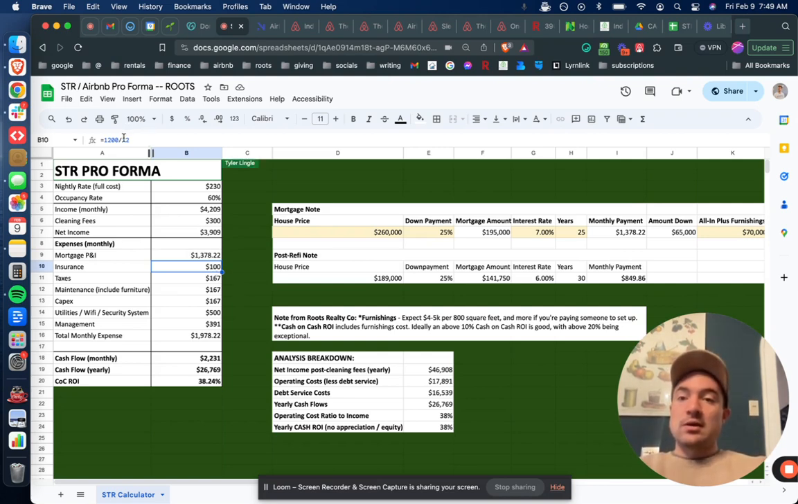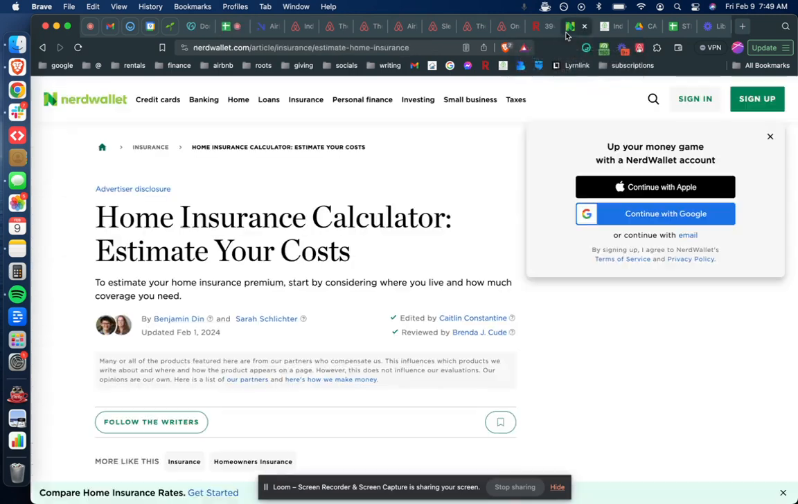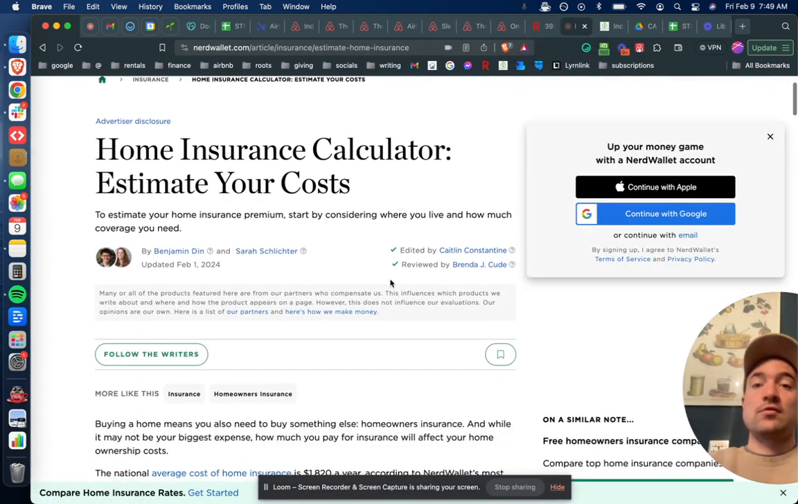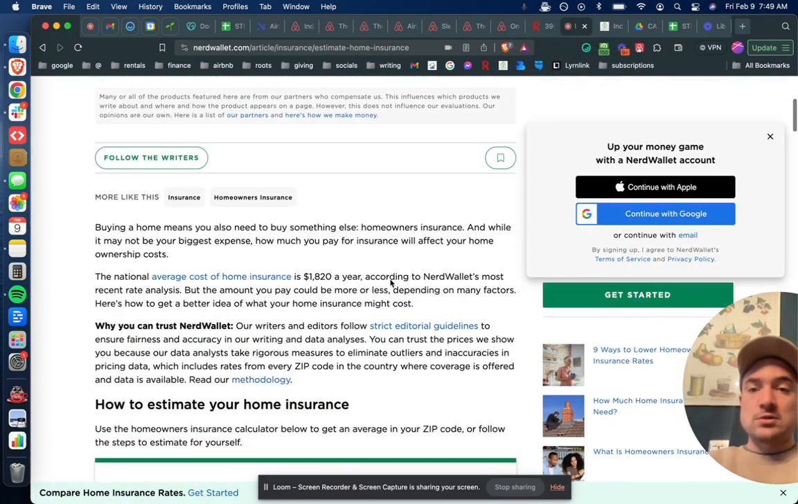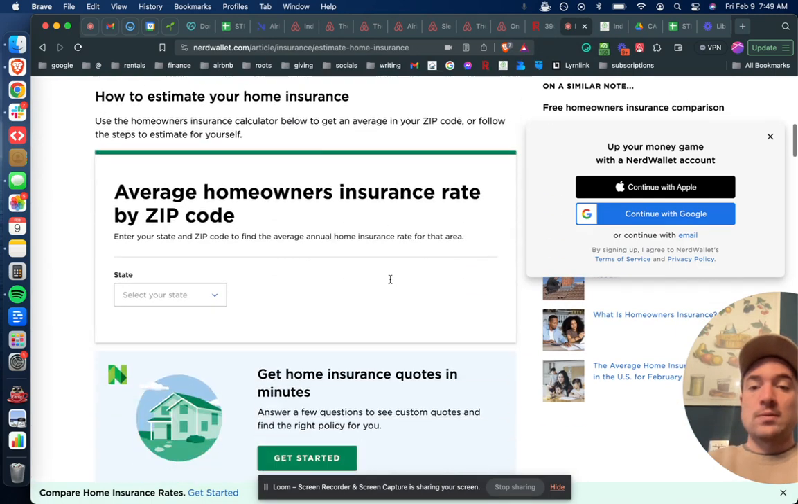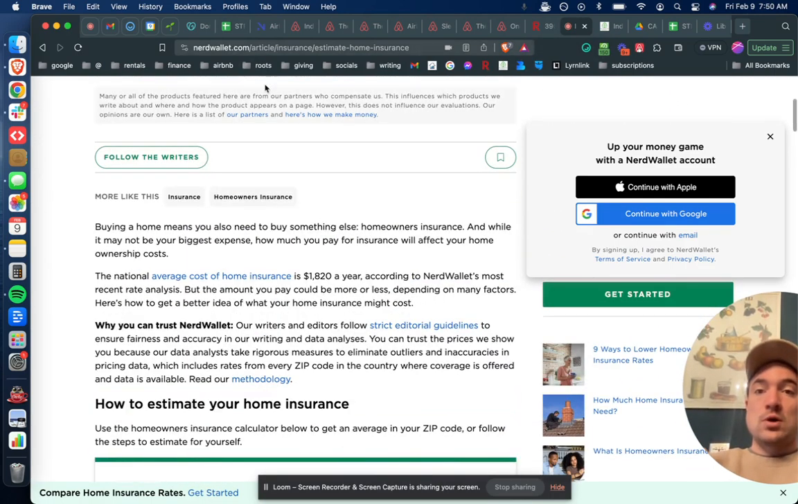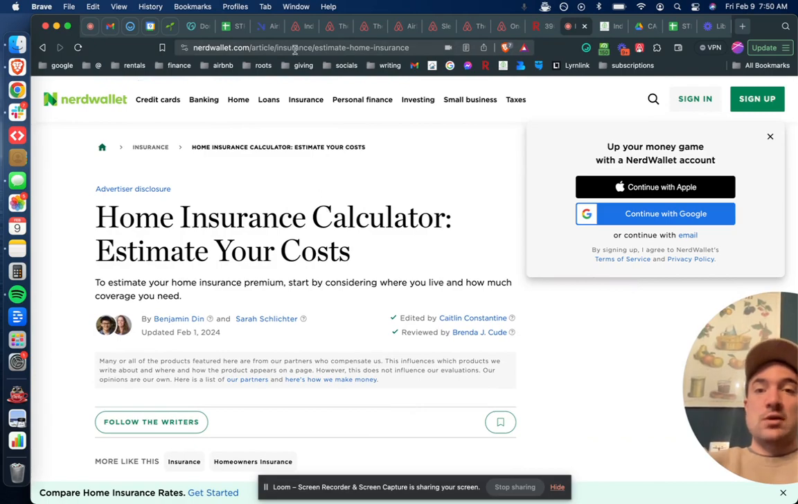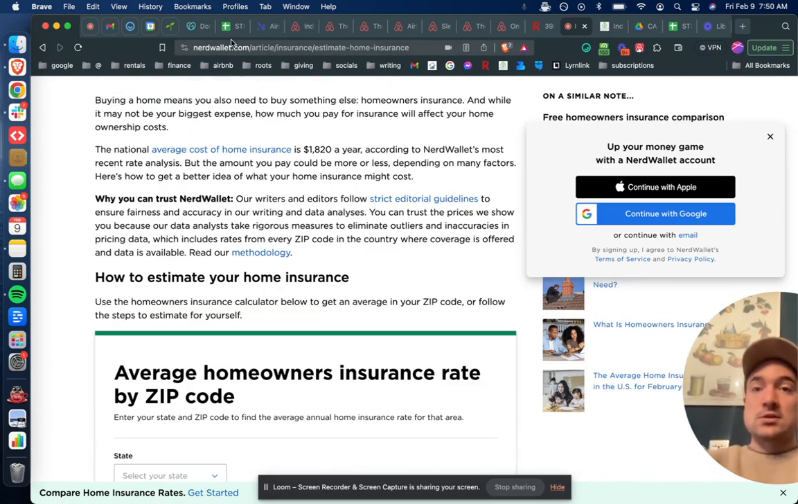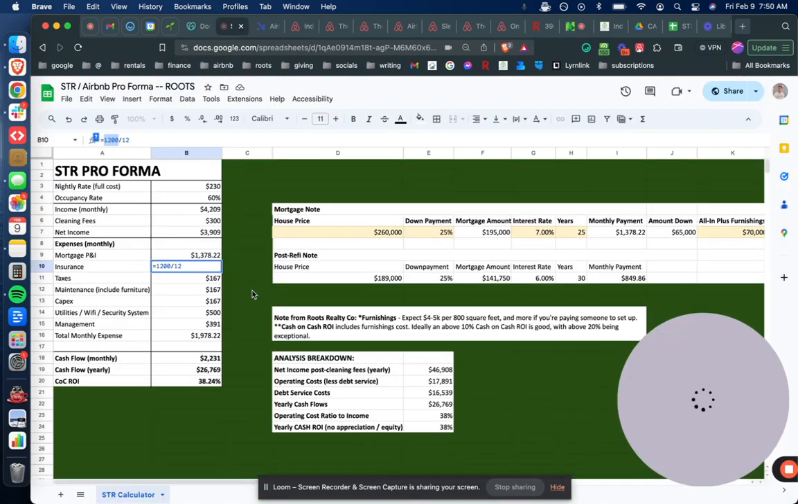So I already have it calculated on a monthly basis. That's why right here it says divided by 12. So that means we need to put in our yearly amount. Now, for insurance, some people are really good at estimating insurance, some people are not. If you're not good at estimating insurance, there are a variety of articles and calculators you can use. So you could go to NerdWallet, search NerdWallet, home insurance calculator. Use this as a starting point or use your agent.